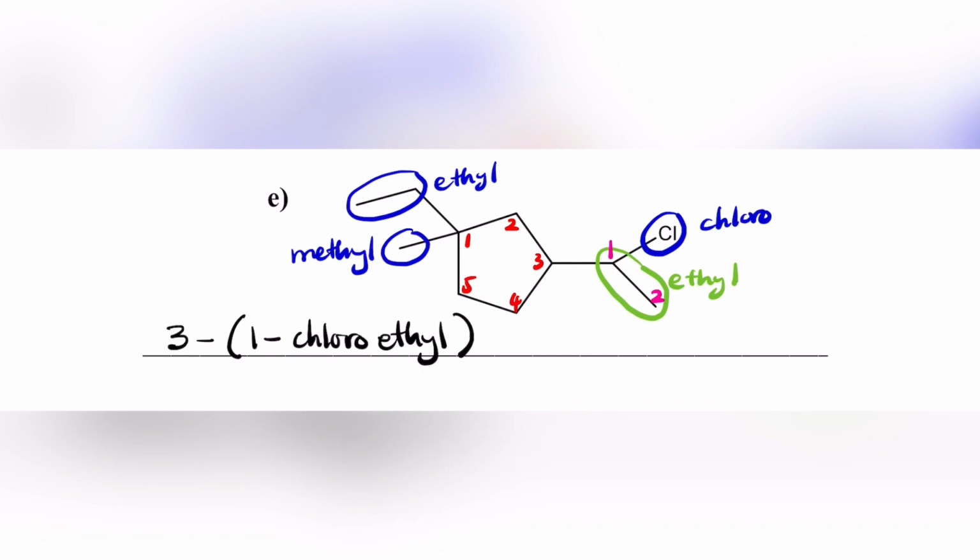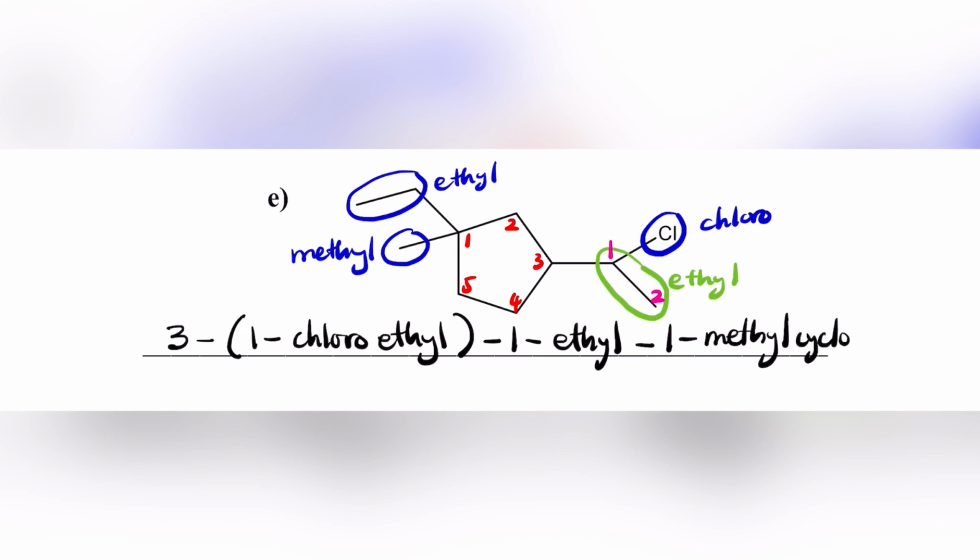And then after that baru kita go alphabetical order, iaitu ethyl kat sini. So ethyl is at carbon number 1. So -1-ethyl, and then we have methyl at the same carbon, and then the parent name will be cyclopentane. So you got the name for this structure E.